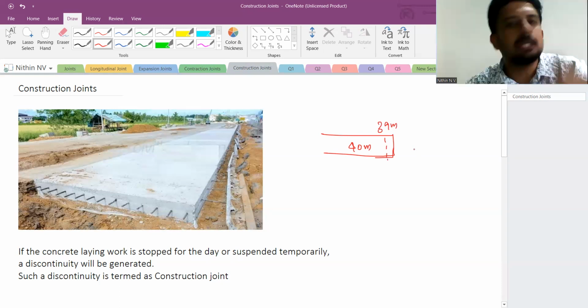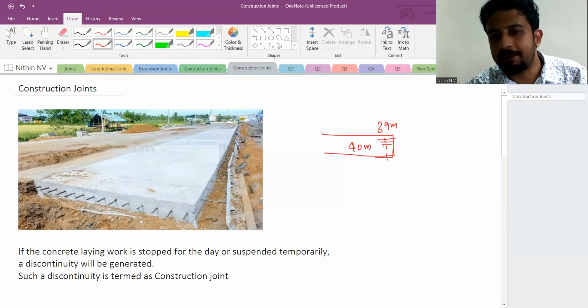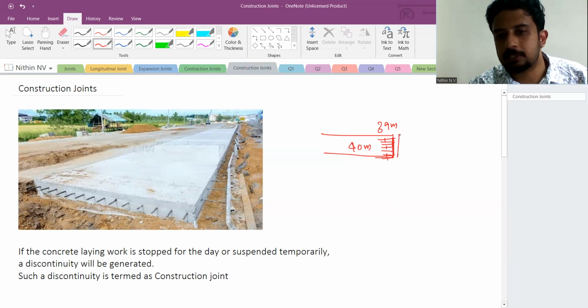But we are not going to leave it there and go. What will we do? The next 1 meter also will be constructed. Whether it is 6 o'clock or 7 o'clock, we don't care. We'll try to make it till the end of that one particular slab. We'll finish it. Then the next day, the next slab will start.